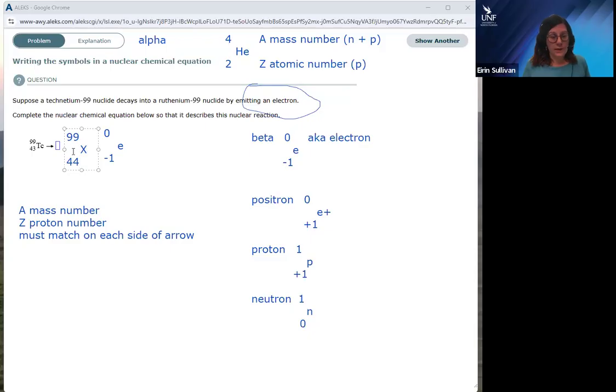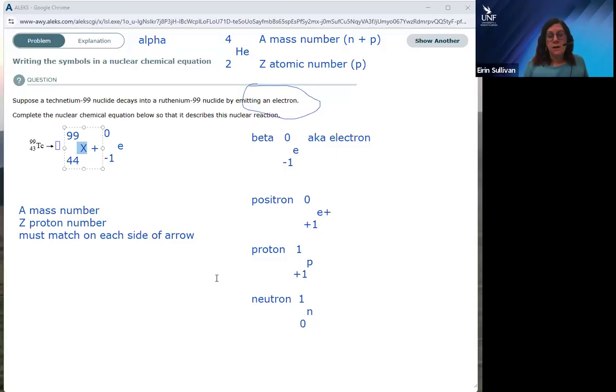44 minus 1 is going to equal 43. So this is very important for nuclear reactions, because what's happening is the identity of the element changes if the proton number changes, right? That's the fundamental definition of an element, that it is defined by the number of protons in the nucleus. So we have to find the symbol for what we call the daughter nuclide.